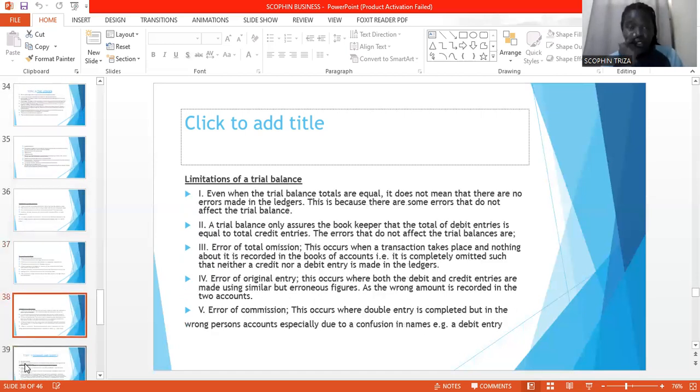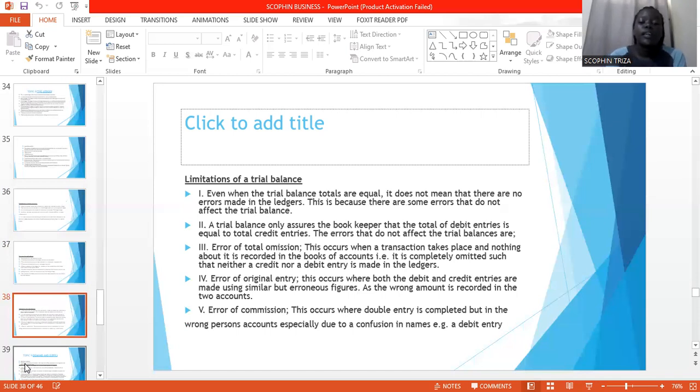Now, some of the limitations or the cons of the trial balance is that even when the trial balance totals are equal, it does not mean that there are no errors made. A trial balance only assures the bookkeeper that the total of debit entries is equal to the total of credit entries. We have error of total omission. This occurs when a transaction takes place and nothing about it is recorded in the books of accounts. That is, it's completely omitted.